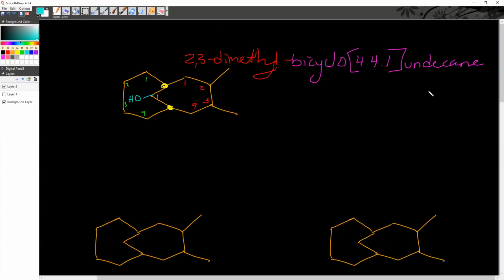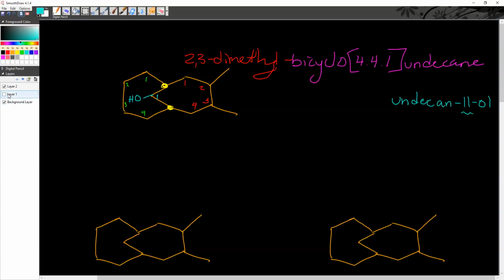So if it was there, then we would say undecan-11-ol. Okay. Hopefully that makes sense. Once again, remember that the smaller size always gets counted last, even though it might be a higher priority group. And on top of that, just make sure that you're counting the correct carbon. So this carbon is going to be coming last, so we want to give it 11.